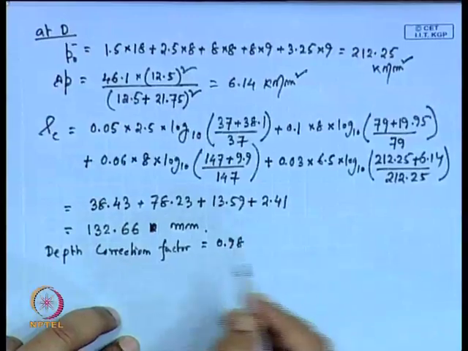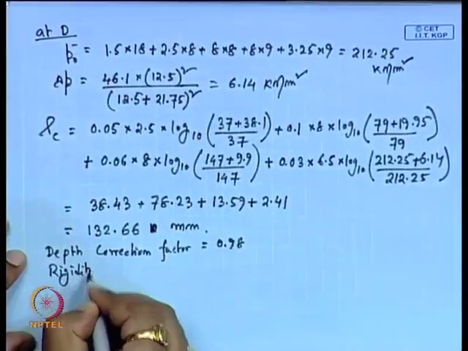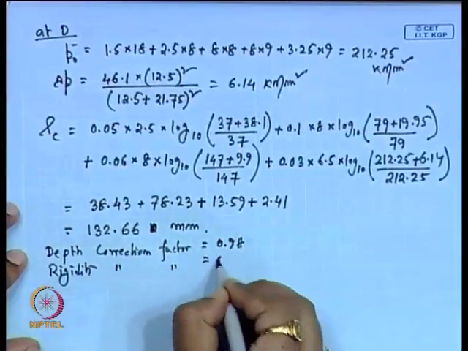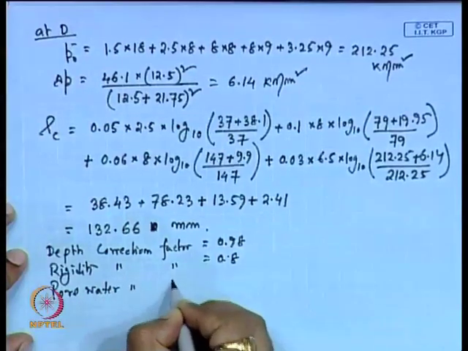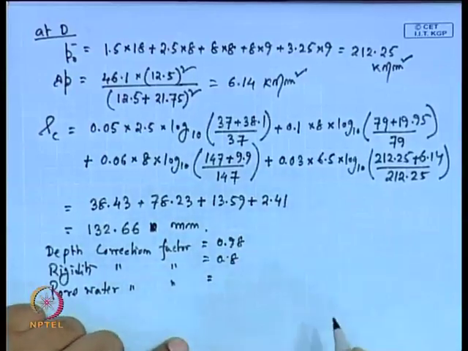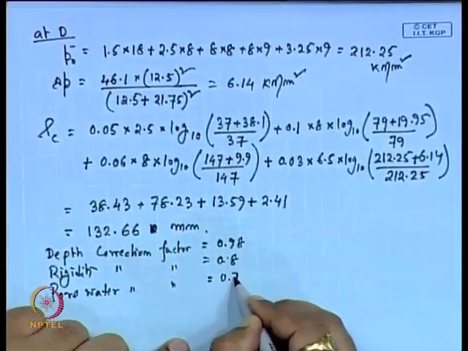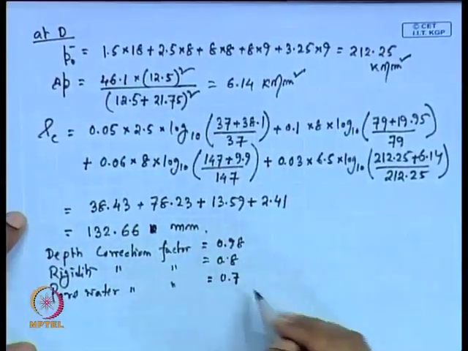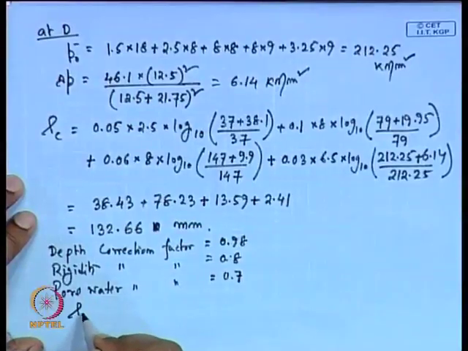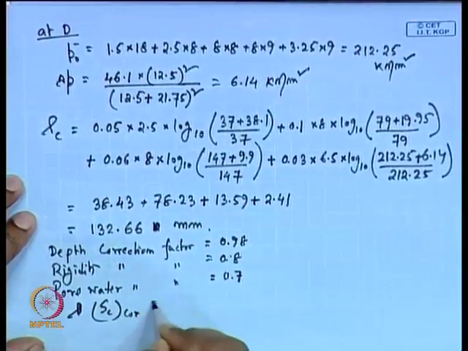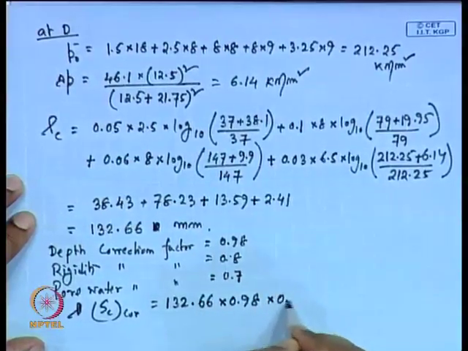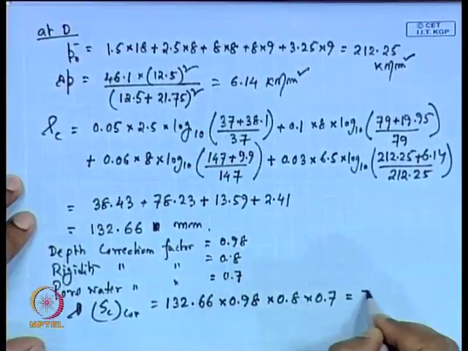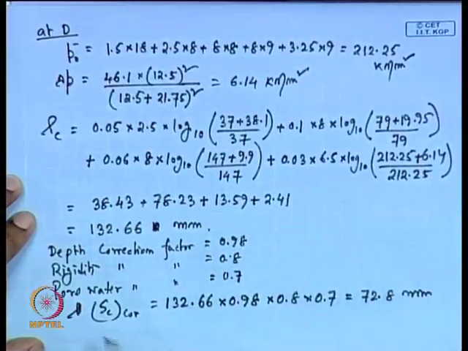Now, the correction factors here. The depth correction factor is 0.98. The rigidity correction factor is 0.8, and then the pore water correction factor. Based on the properties given for this clay soil, from this chart it is coming 0.7. So, the corrected consolidation settlement is 132.66 into 0.98 into 0.8 into 0.7. So, that is 72.8 millimeter.